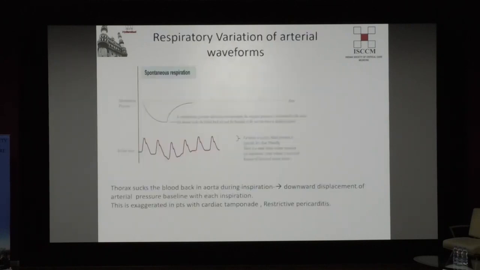So we can see this is the typical pulsus paradoxus that we see, in which as the patient is spontaneously breathing, as there is a negative intrathoracic pressure, the blood gets sucked back into the aorta during inspiration, and there is an overall downward swing of the arterial pressure from the baseline. This effect is exaggerated in patients with cardiac tamponade and restrictive pericarditis.